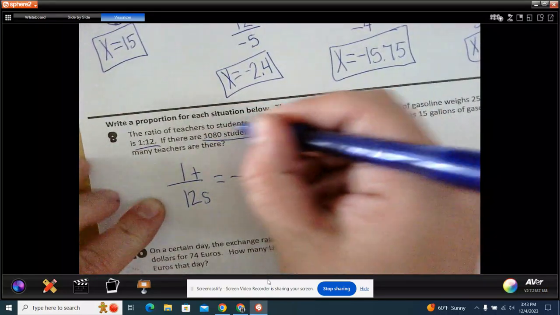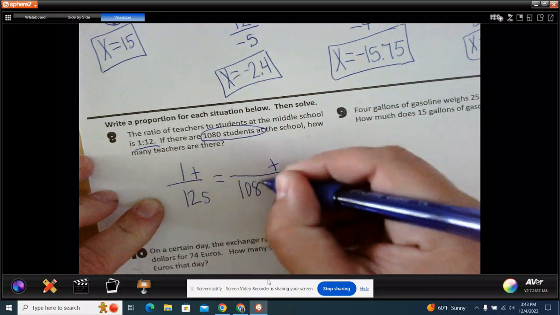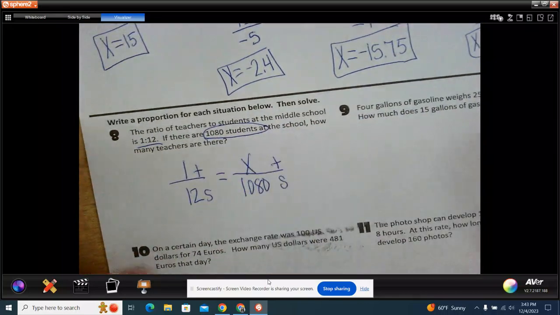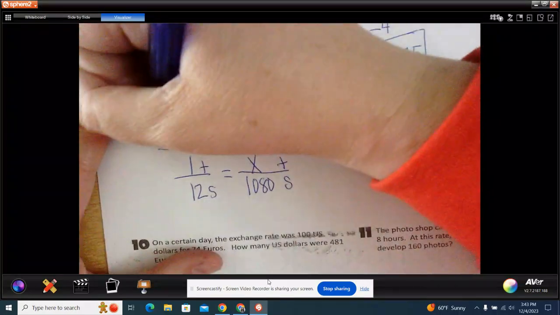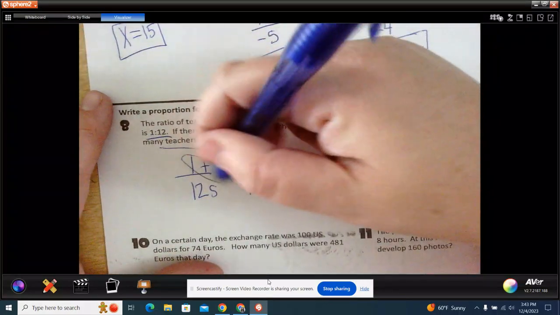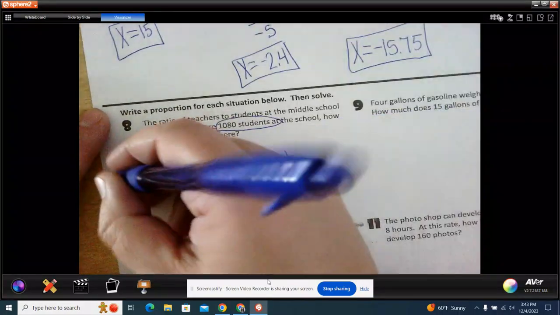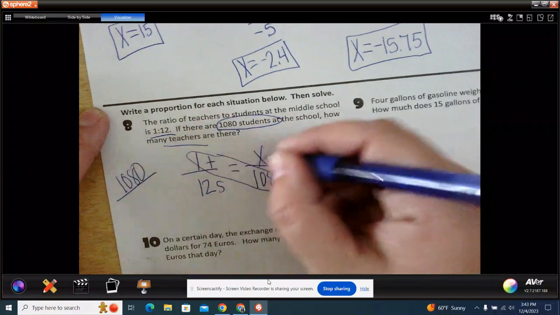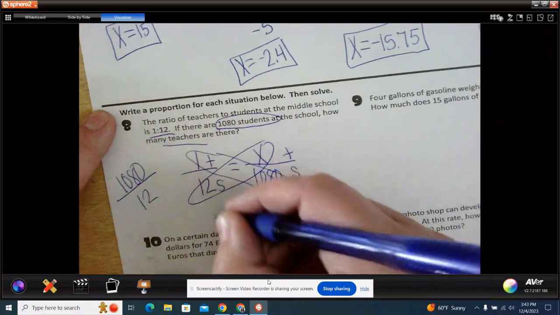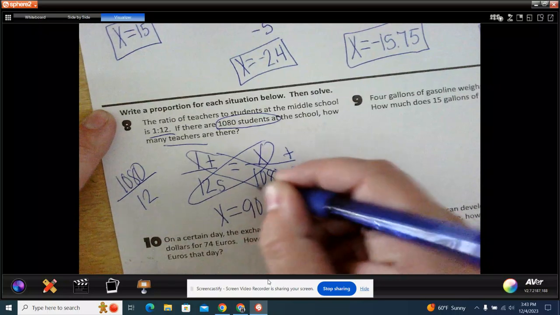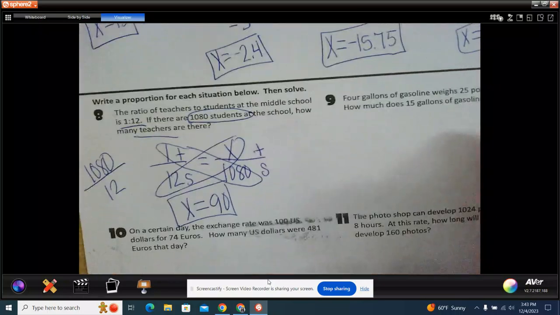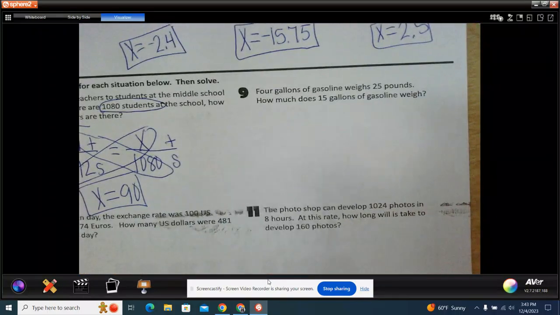We're given 1,080 students. That is going to go on the bottom. So we're looking for the number of teachers. So we're going to cross multiply, which is 1,080. I'm going to divide by the number with x, which is 12. So x equals 90.